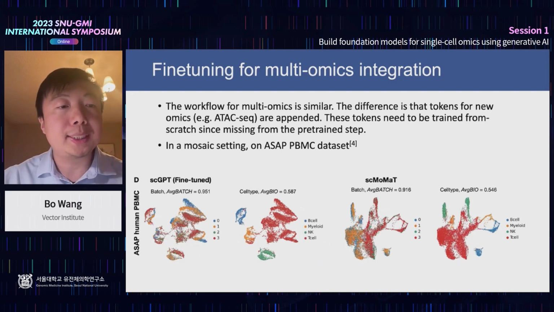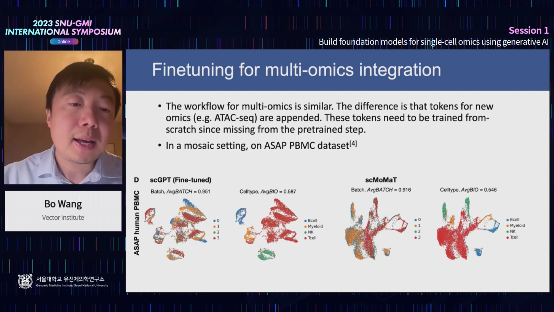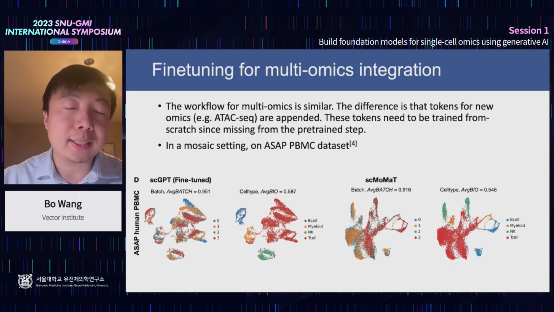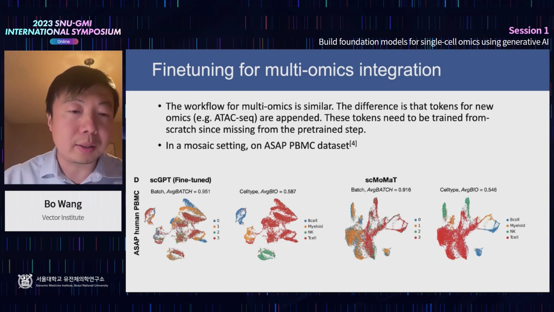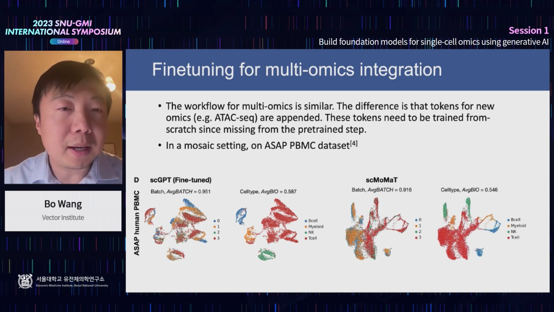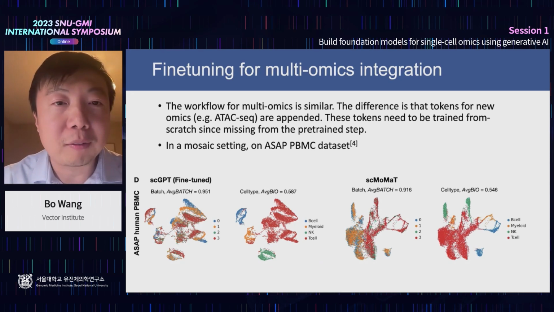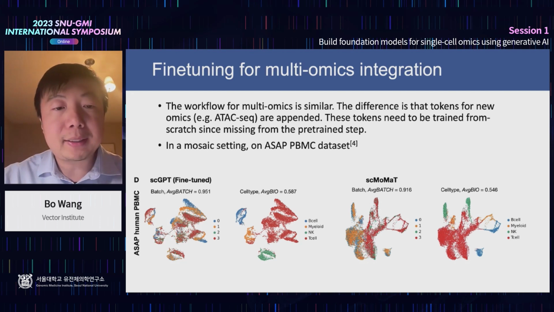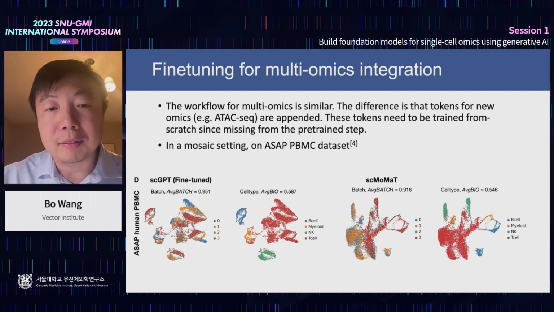We call it mosaic integration. Mosaic integration is a more challenging task because not only do we need to integrate RNA-seq and ATAC-seq, we also integrate protein omics. So this slide is talking about how we can perform fine-tuning for multi-omic integration. What we did is that we collected human PBMC cells consisting of single-cell RNA-seq, single-cell ATAC-seq, and single-cell protein omic for unmatched cells.